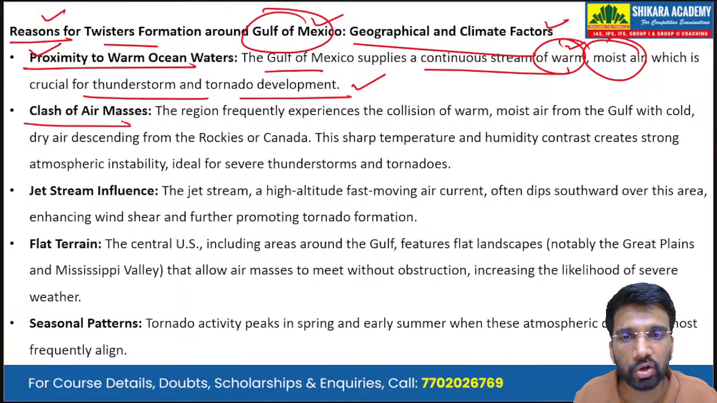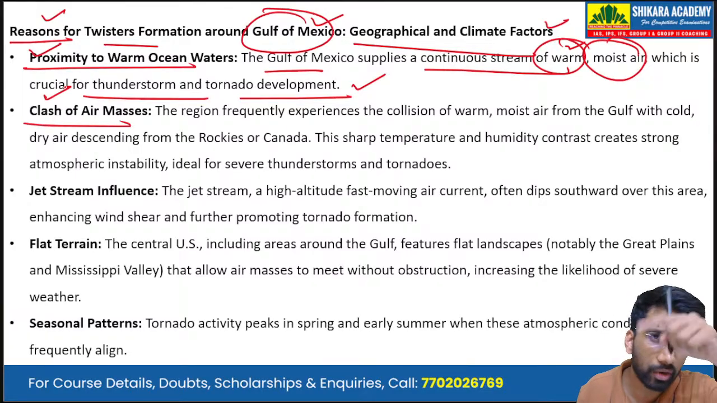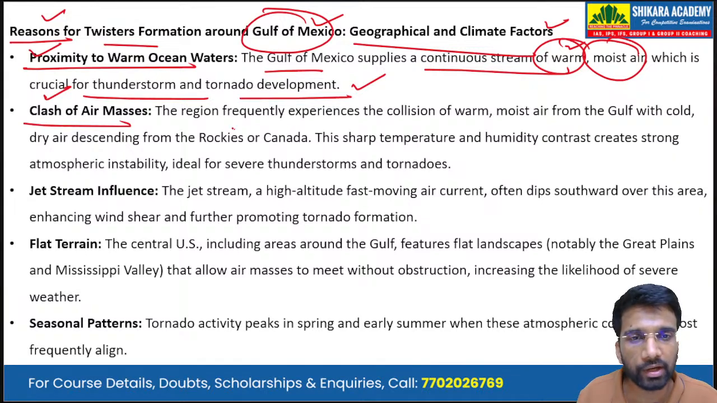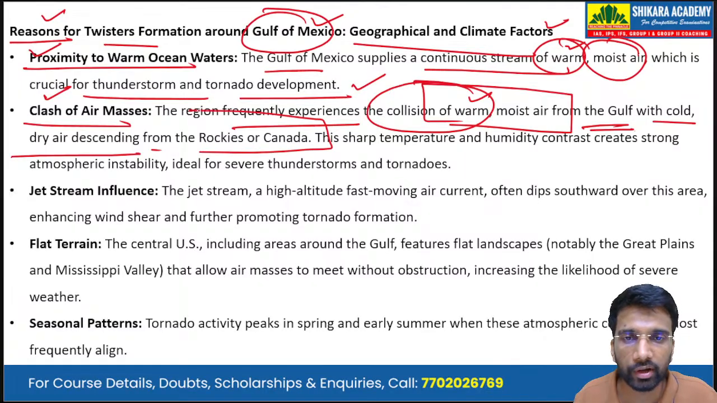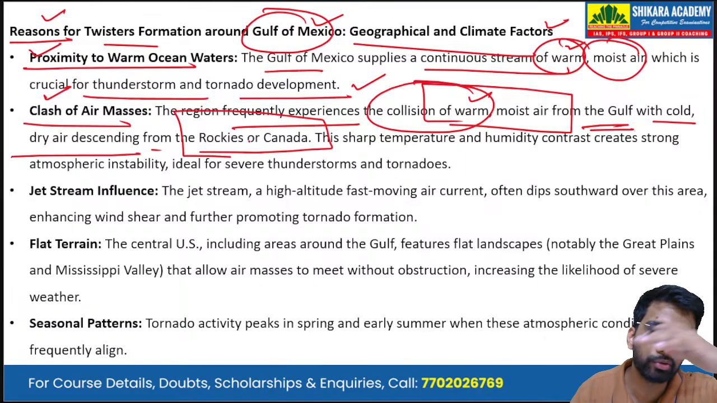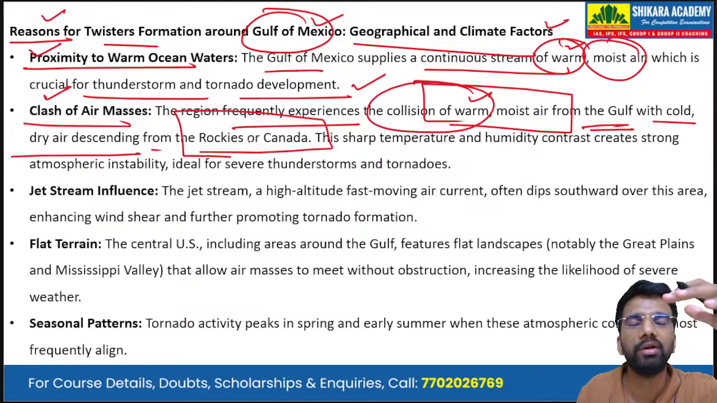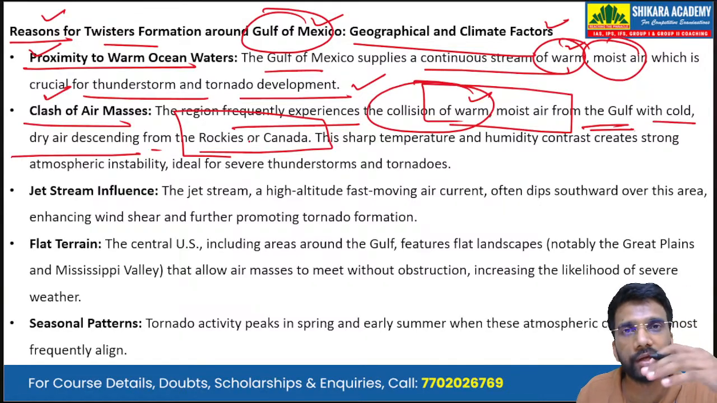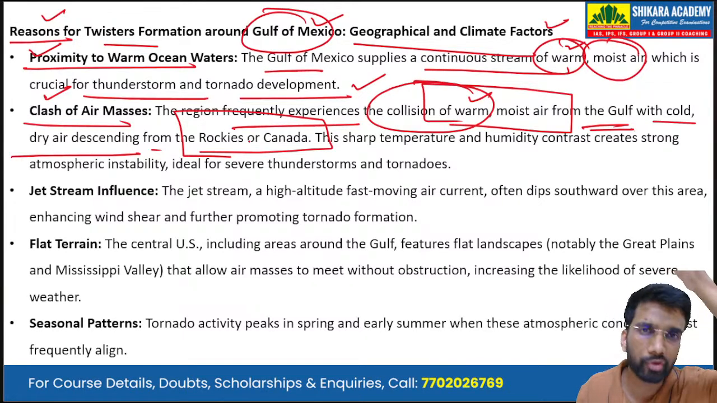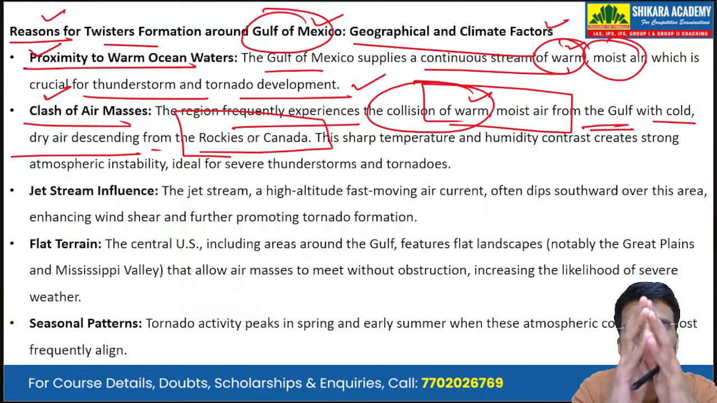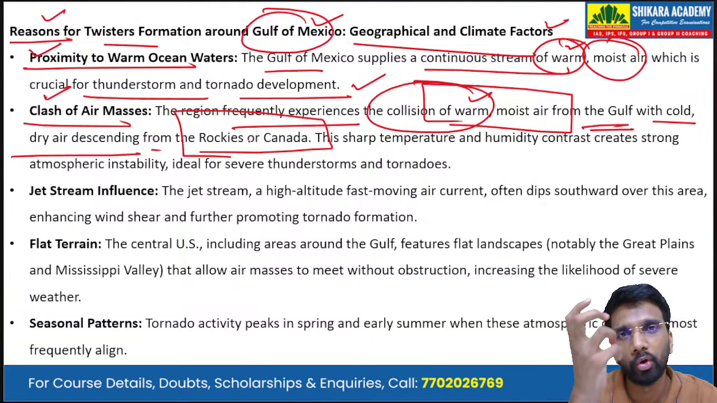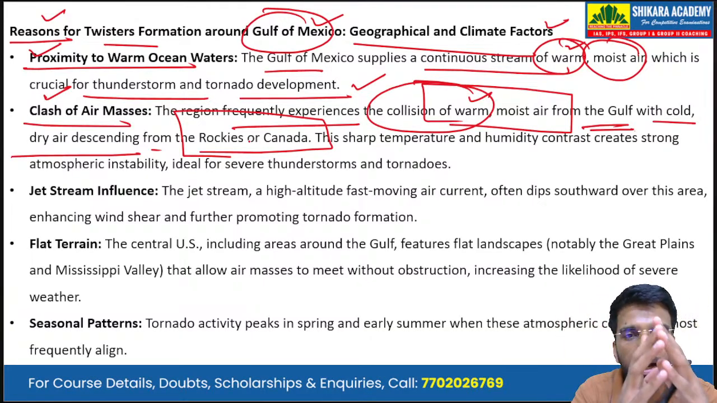Second is the clash of air masses. The region around the Gulf of Mexico frequently experiences the collision of warm, moist air that is coming from the Gulf of Mexico with the cold, dry air descending from the Rockies or Canada. So, from the lower latitudes, the warm, moisture-rich air is going up, and from the higher latitudes, the cold, dry air is coming down, and these two air masses, that is moist and warm and dry and cold, they collide with each other.